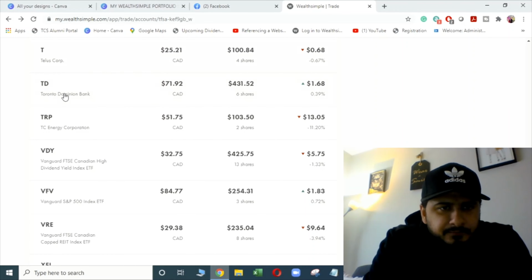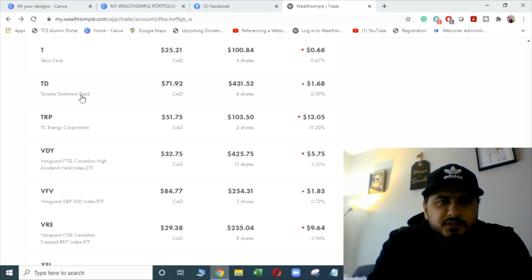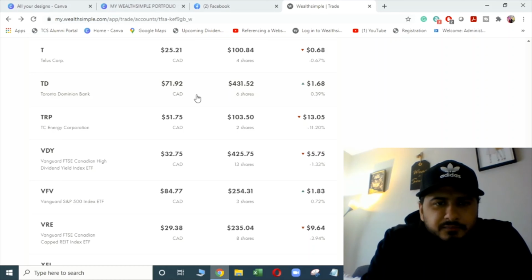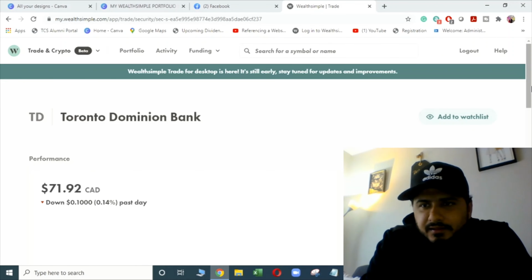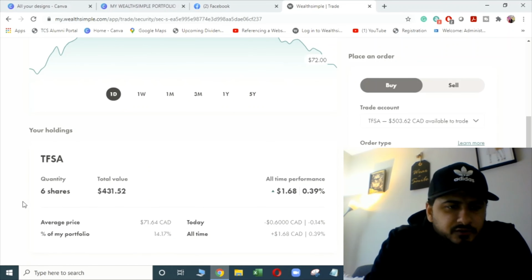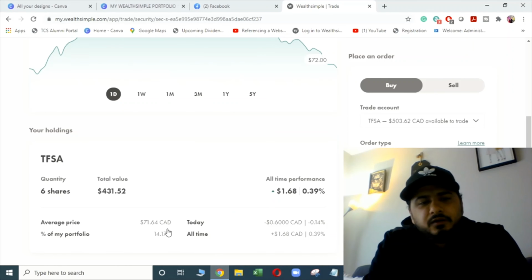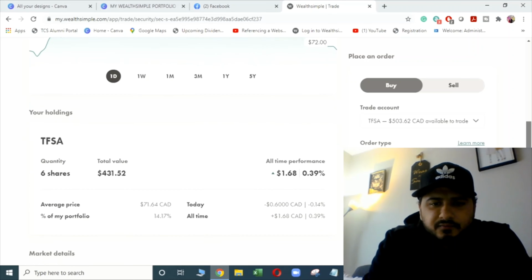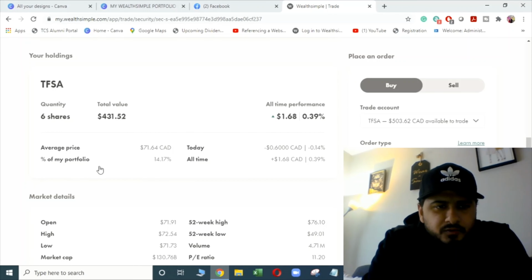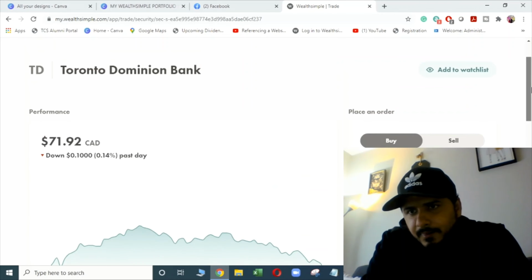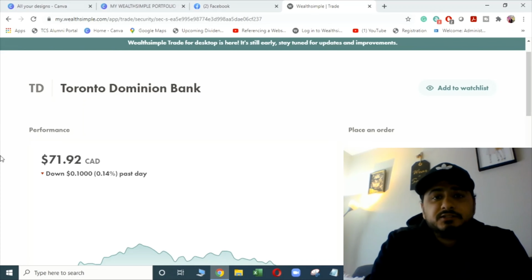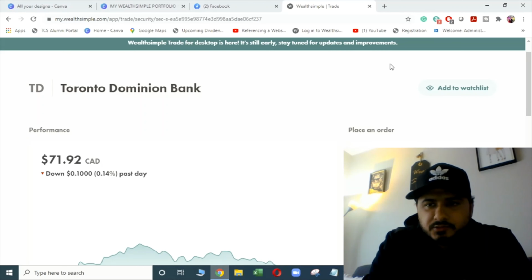Then my favorite stock, it's the TD Bank. Currently they have enjoyed their anniversary of 20 years as of now. The market price of this stock is currently $71.92, and I am holding a position of 6 shares with an average price of $71.64, and we are up by $1.68, and my portfolio holding is 14%. In the coming future I will keep more emphasis on TD Bank because it's one of the strongest banks in Canada, and I love this stock.